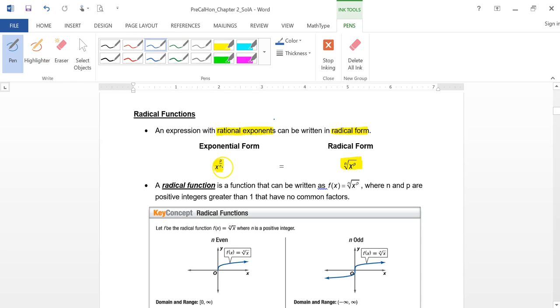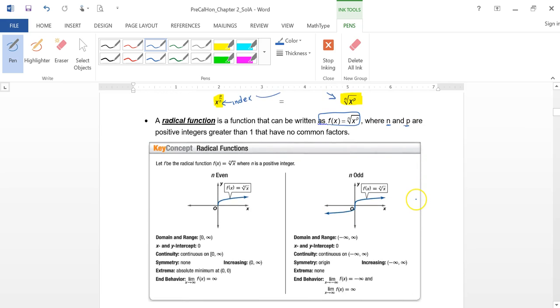And just a little bit of terminology, what is n called? It's the index. This is called the index. So the denominator of the rational exponent is the index. It's that root. It's the nth root. So this is now a radical function. n and p are positive integers, and they are greater than 1.